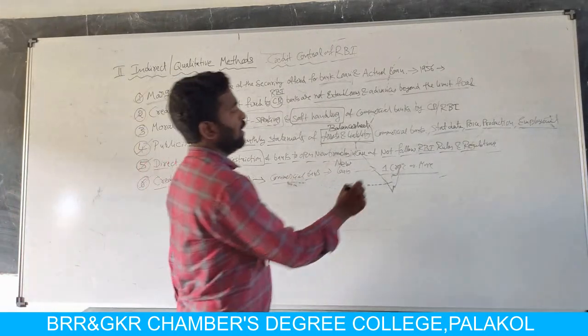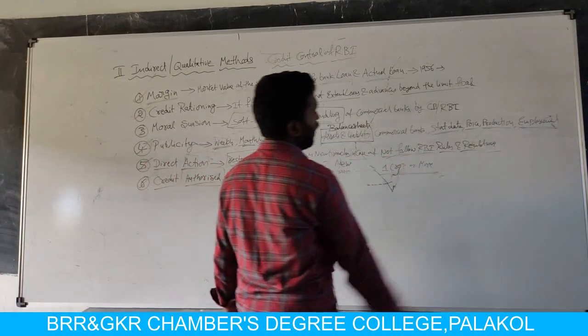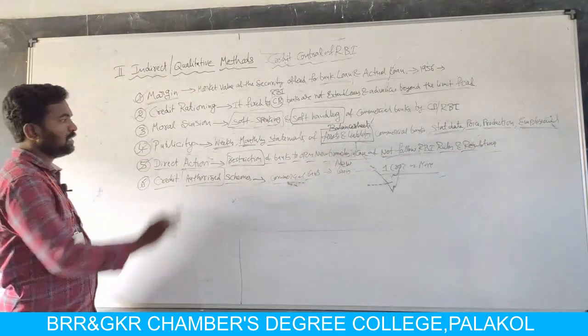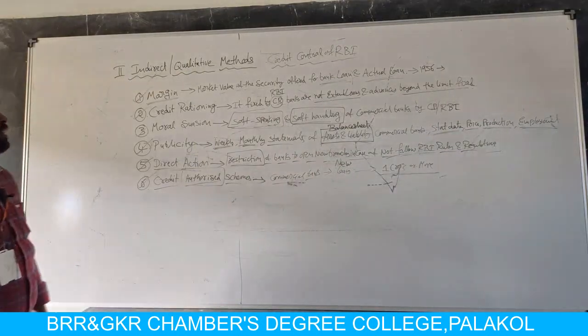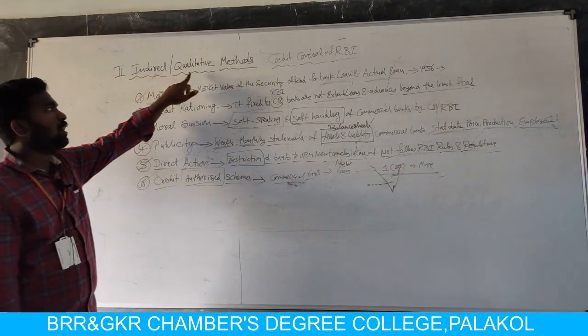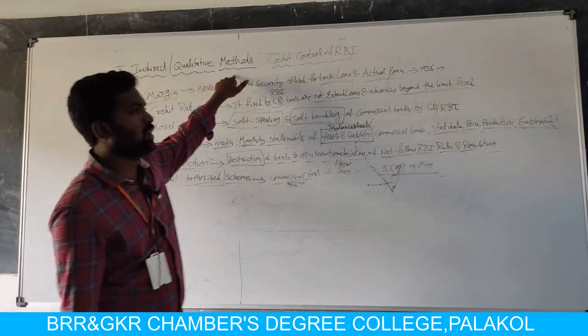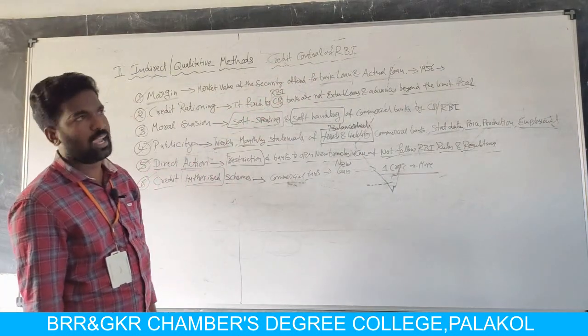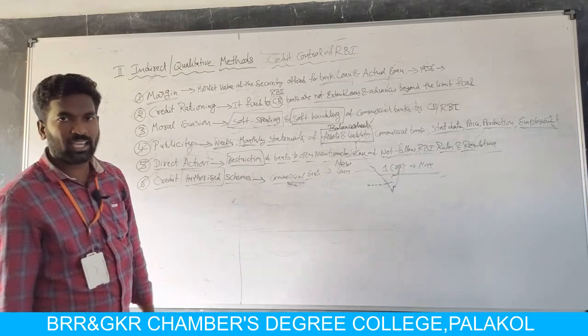So if you do not follow RBI rules, it takes direct action. So these are the six points of indirect or qualitative methods of credit control measures of RBI. Okay. Thank you.